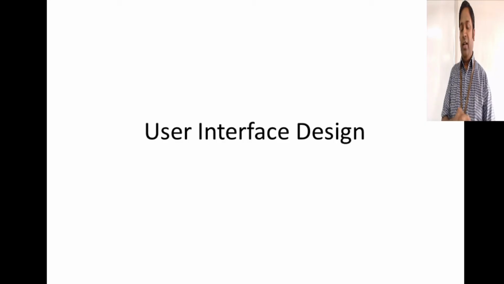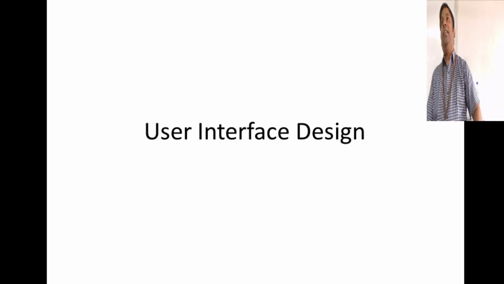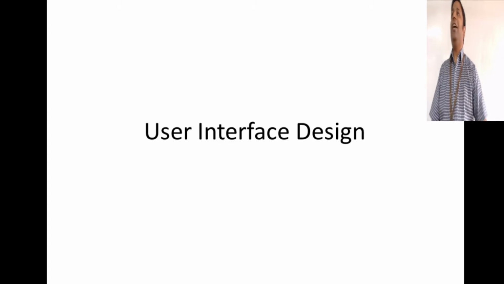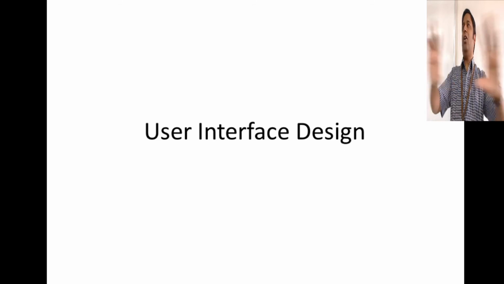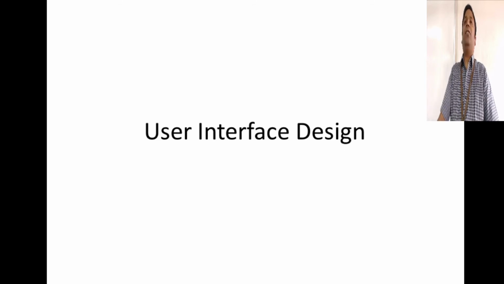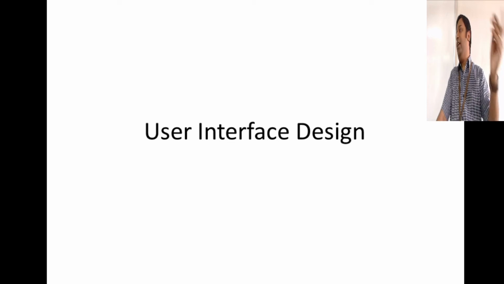Let me start with a very interesting concept today, user interface designing. We have already talked about one kind of design. What is that? That is data flow diagrams. And we talked about modular designs. We have talked about a lot of designs, like what are the various categories of designs: architectural design, UI design, data design, modular design. Okay.